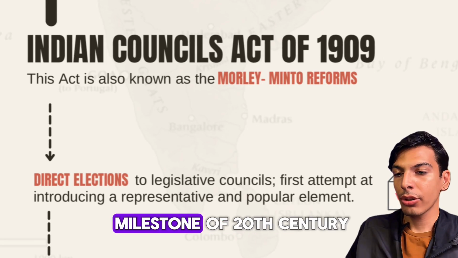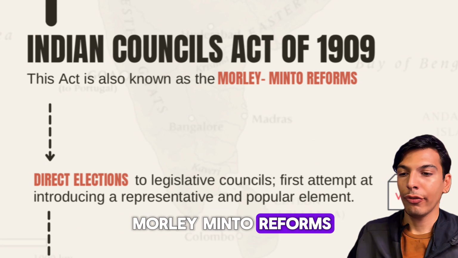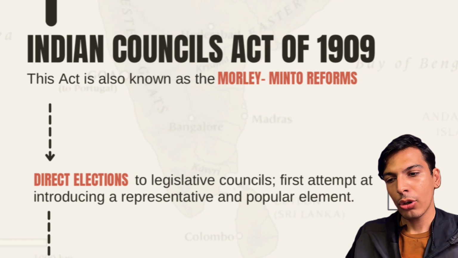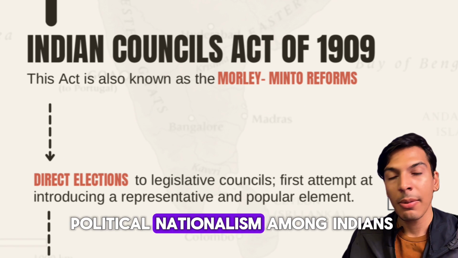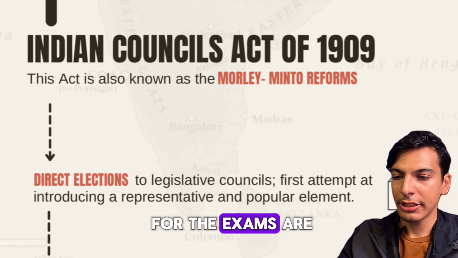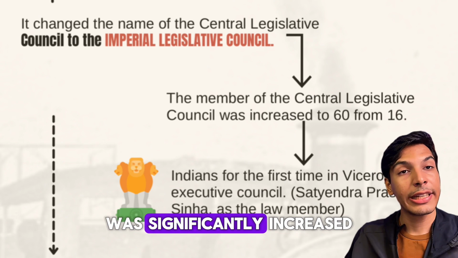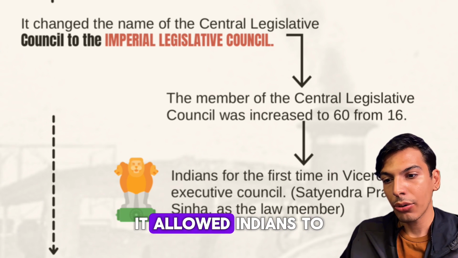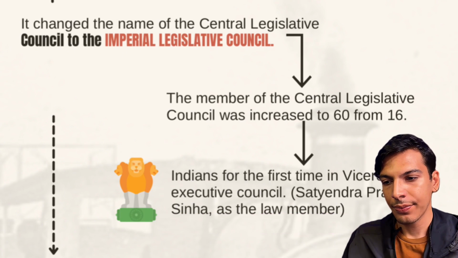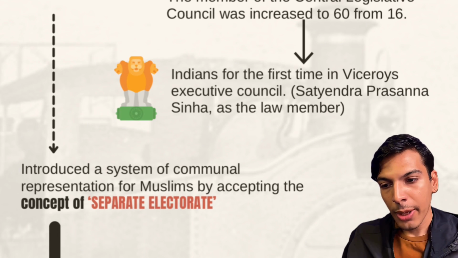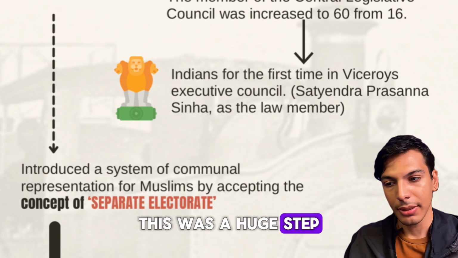So the first major milestone of the 20th century was the Indian Councils Act of 1909, better known as the Morley-Minto Reforms. ये reforms क्यों आए? There were two main reasons: growing pressure from the Indian National Congress and the rise of political nationalism among Indians. Key points to remember for the exams are the size of the legislative councils, both at the center and in the provinces, was significantly increased. For the first time, it allowed Indians to be elected to these councils, marking a shift from nomination to election. Then Satyendra Prasad Sinha became the first Indian to join the Viceroy's executive council. This was a huge step.